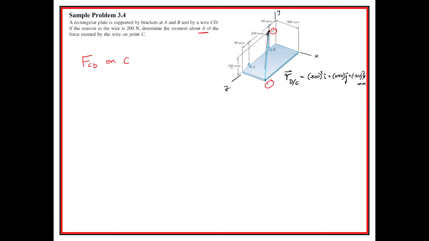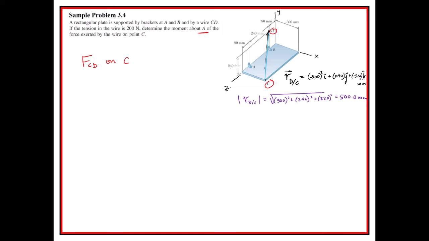To get the force in there, we need the magnitude. So let's get R of D with respect to C. The magnitude is the square root of the sum of the squares: 300 squared plus 240 squared plus 320 squared. And we get a length of 500. Works out nicely.